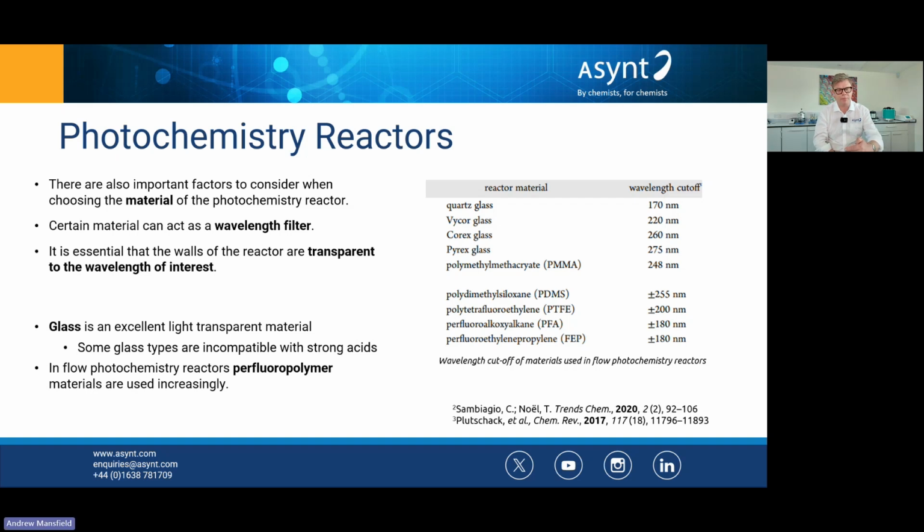If we use photochemical reactors, we can then start to look at perfluoropolymers. Some of these are incredibly transparent to even UV wavelengths. Things like FEP tubing, you can see it has a cutoff at about 180 nanometers in wavelength. So we can mix and match. We can use both glass and perfluoropolymers to design reactors that allow very good light transmission into our reaction.